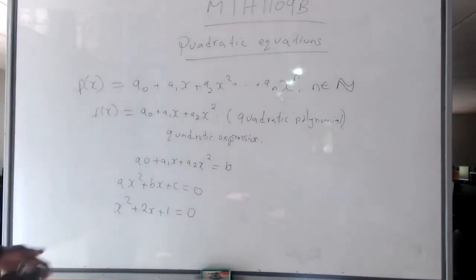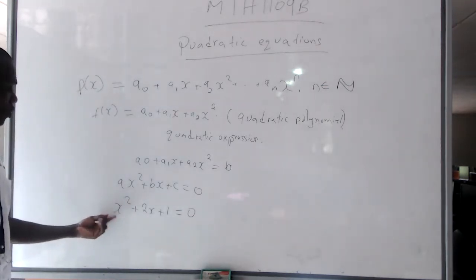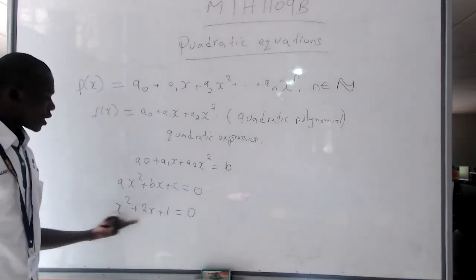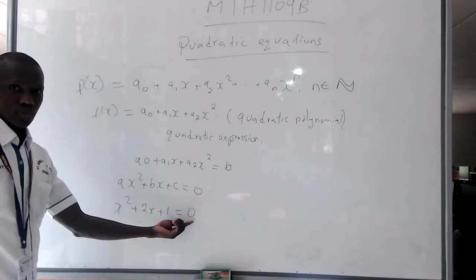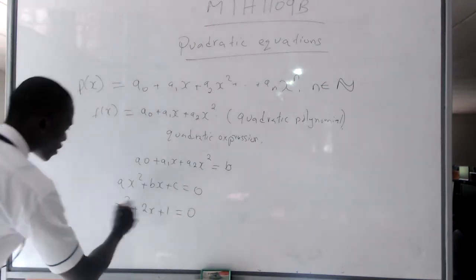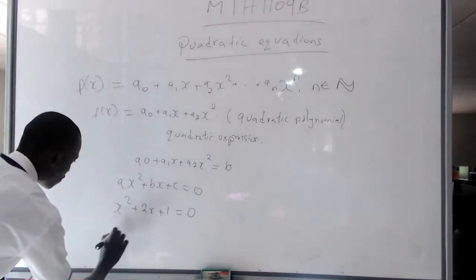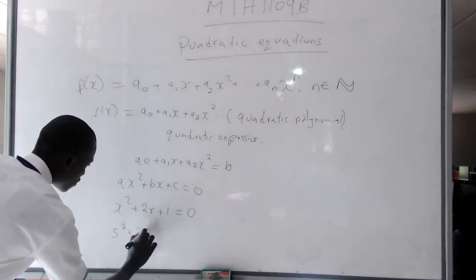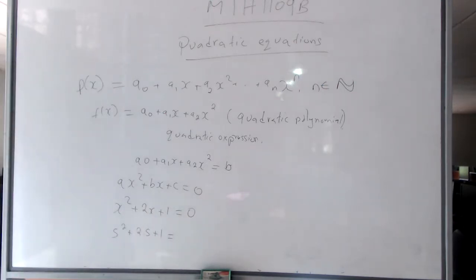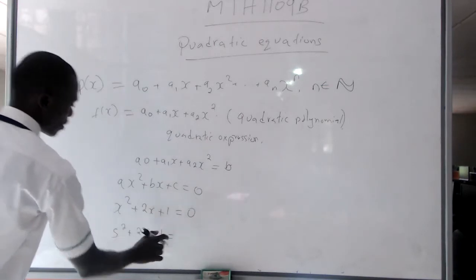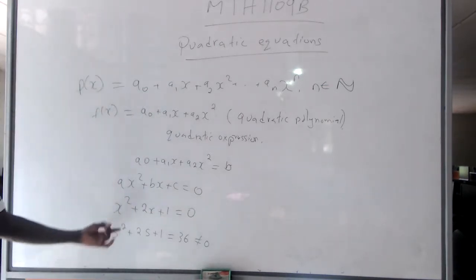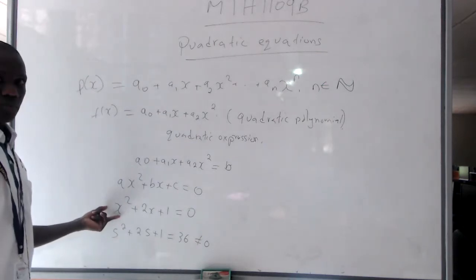Now, a quadratic expression will take some variables and give you an output. So for example, this one takes some variable x and gives you an output 0. Suppose you pick x is equal to 5. Then you'll have 5 squared plus 2 times 5 plus 1. This gives you 25 plus 10, that's 35, plus 1 is 36, which is not equal to 0. So that means 5 does not satisfy this equation.